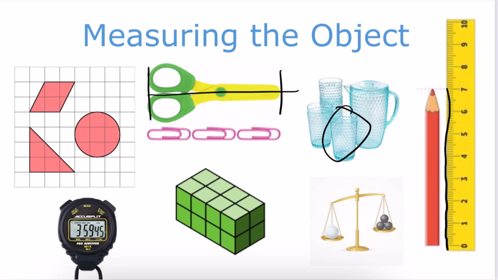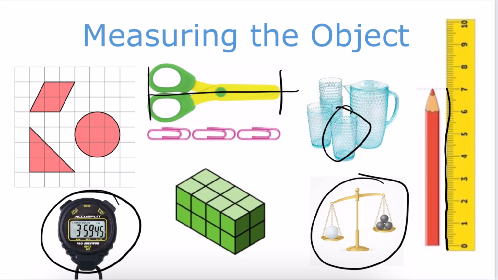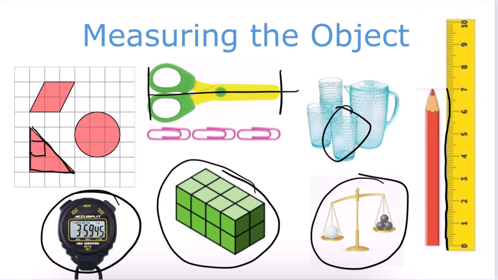If you're measuring the weight, you might use a scale. If you're measuring the time, you might use a stopwatch as your tool to measure the object. If you're measuring volume, you might use some three-dimensional cubes to see how many cubes fit into a tissue box, because that would be measuring the volume of a tissue box. Or if you wanted to find the area of a shape and find the two-dimensional space of the shape, you might use graph paper and draw the shapes on it and count up how many square units are in that particular shape.